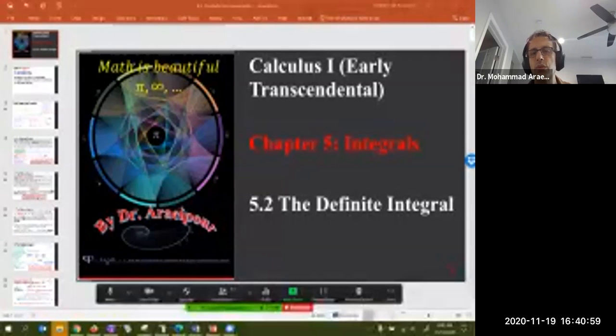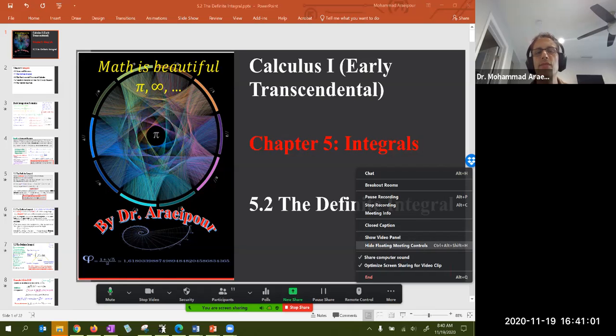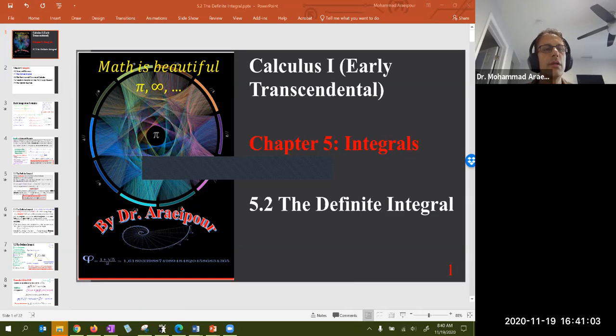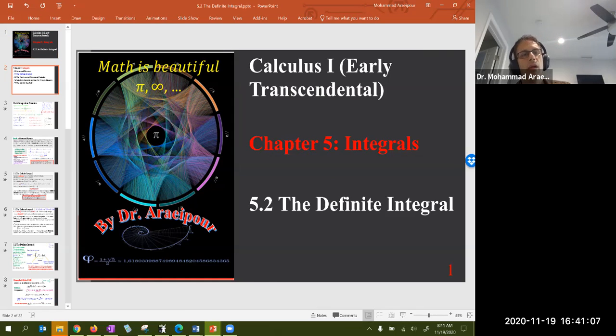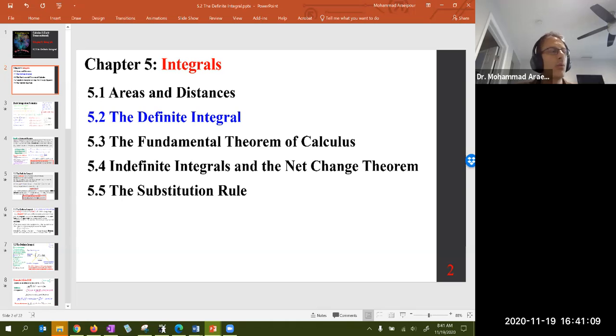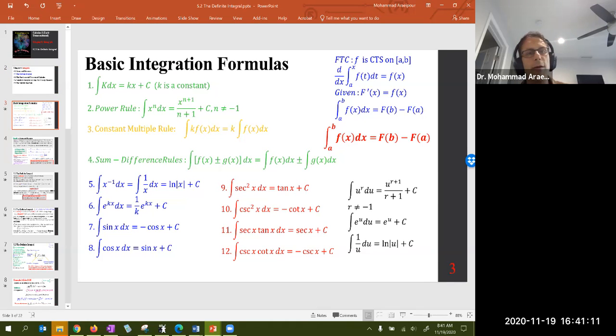Good morning, class. We are looking at section 5.2, the definite integral. Again, we need to be comfortable with basic integration formulas.